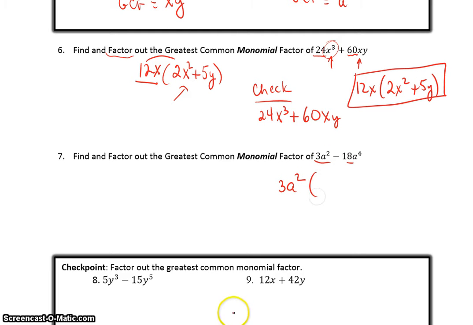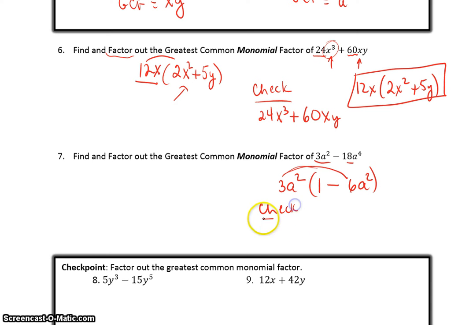And then we need to say what's left over. Remember, you're distributing. 3 times what is 3? 3 times 1. And we don't need any more a's. We already have a squared. So really all we need is 1, minus, 3 times what is 18? That's a 6. But I need an a to the 4th. I already have a squared, so 6 needs to be multiplied by another a squared.